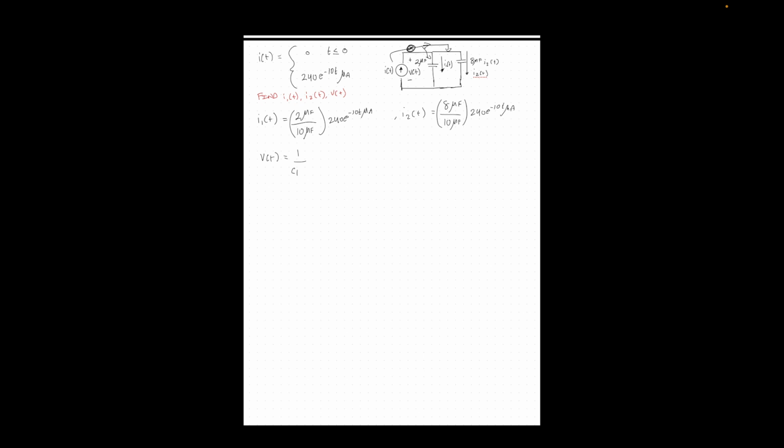Also, it doesn't really make sense to find the voltage across I2 of t separately, because all these elements are in parallel, right? We know this from basic day one. All of these elements share the same exact voltage, since they're connected by the same two nodes. So we're going to end up getting 1 over C1 times the integral from 0 to t of my I1 of t dt plus my v of 0.